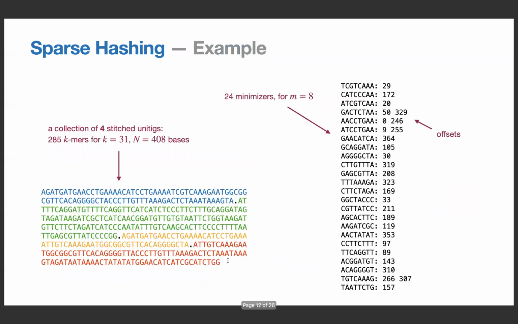So let's consider now a practical example with 4 strings, as you can see here, for k equal 31 and minimizer length m equal 8. So in this case, we have 285 K-Mers and 24 distinct minimizers. As you can see on the right, the offsets of the super K-Mers associated to the minimizers are actually these ones.